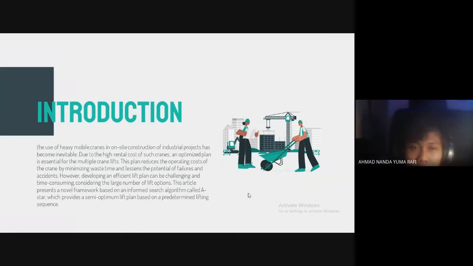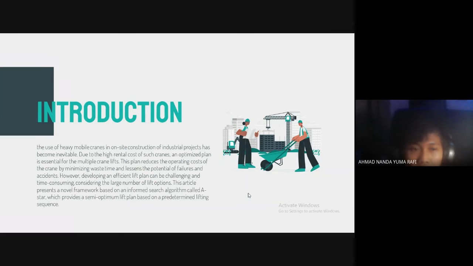The use of heavy mobile cranes in on-site construction of industrial projects has become inevitable due to the high rental cost of such cranes. An optimized plan is essential for the multiple crane lift, and this plan reduces the operating costs of the crane by minimizing waste time and lessens the potential of failures and accidents. However, developing an efficient lift plan can be challenging and time consuming, considering the large number of lift options.